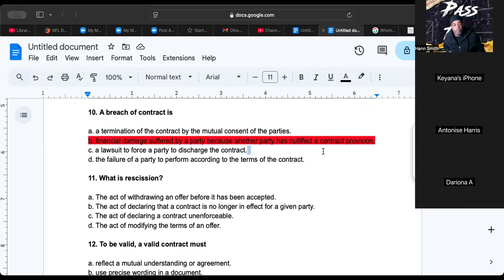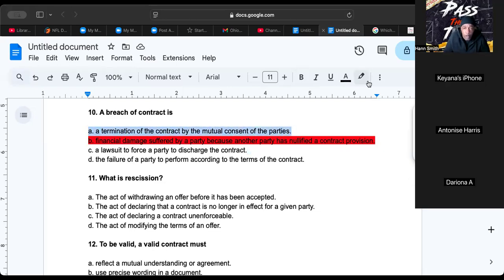Yeah, what is a breach? Perform something under contract. Which one y'all want to get rid of? I said to get rid of A. Get rid of A?